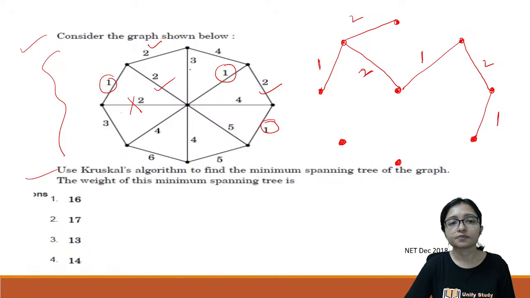After that, 3. Can I take this 3? No, because it will create a cycle. Can I take this 3? Yes, I can take it. After that the 4. So can I take this 4? No, it is creating a cycle.